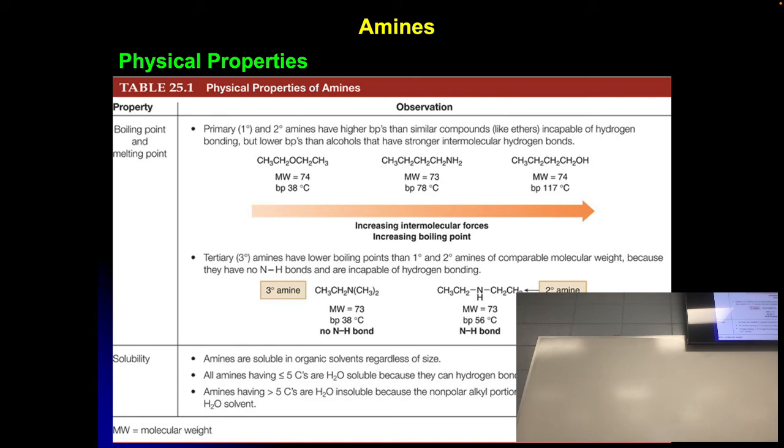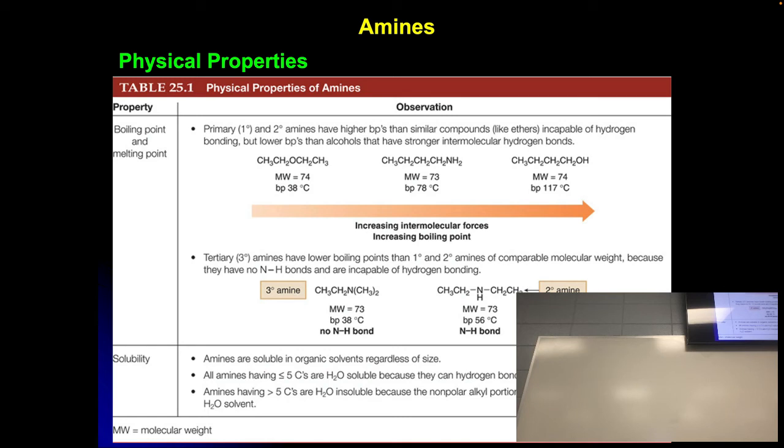Okay. So let's look at some physical properties. Amines are very similar to alcohols in a lot of ways. You've got these hydrogens attached to something that's not carbon, just like an alcohol does. So they can form hydrogen bonds. And so you might expect that the boiling points and the melting points will be different than for things that can't form hydrogen bonds. But what you find is that the amines are somewhere between something like an ether and an alcohol.